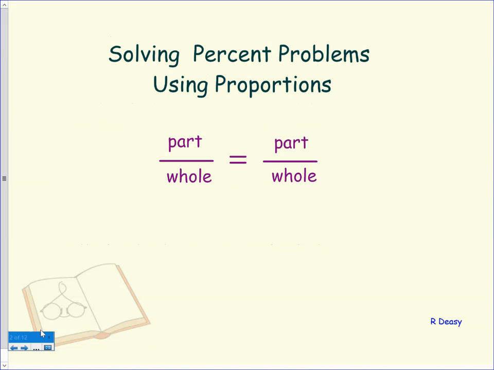Okay, so whenever you're setting up your proportion, I've already shown you this part. The part goes on top, the whole goes on bottom. Same with the percent. The part of it goes on top, the whole goes on bottom. But with percent, whole is always 100.